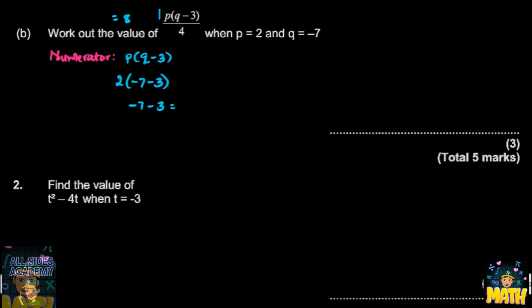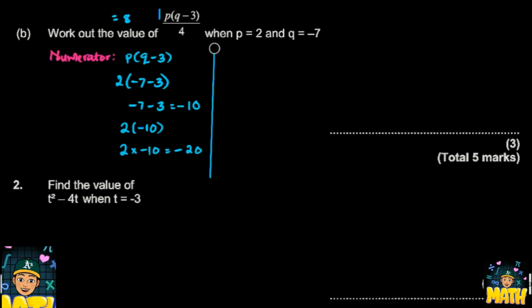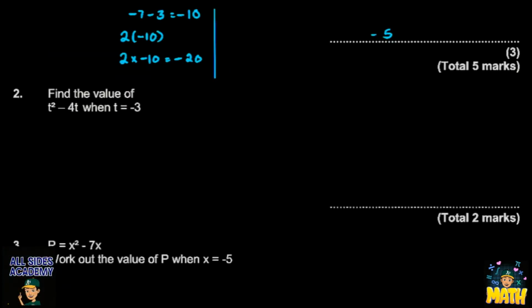So I start with the number in the brackets. So negative 7 minus 3 gives me negative 10. Then I multiply the negative 10 by the 2 that is outside the brackets to get negative 20. So that will be the solution for the numerator. Then I divide by 4 to get negative 5.